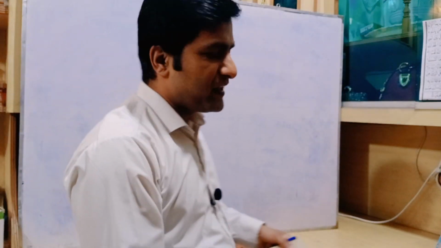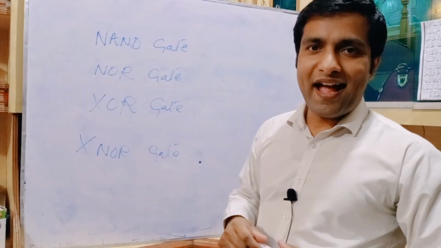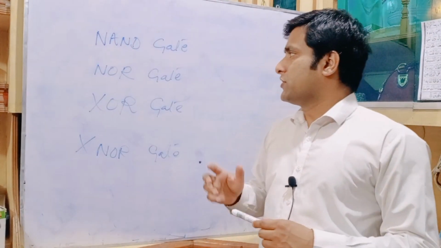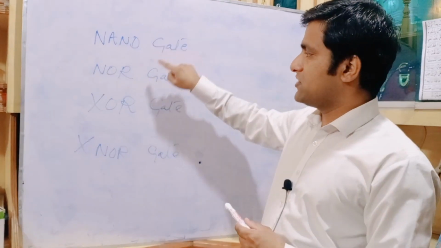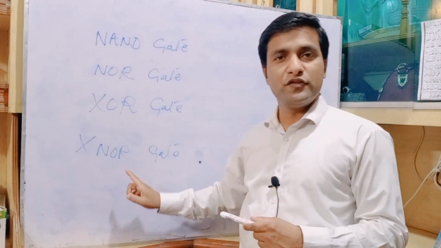These are the three basic operations: AND operation, OR operation, and NOT operation. Using the AND, OR, and NOT gates, you can make all of these gates: NAND gate, NOR gate, exclusive OR gate, exclusive NOR gate.